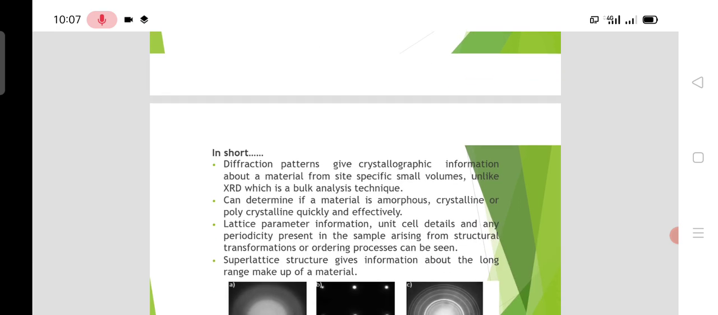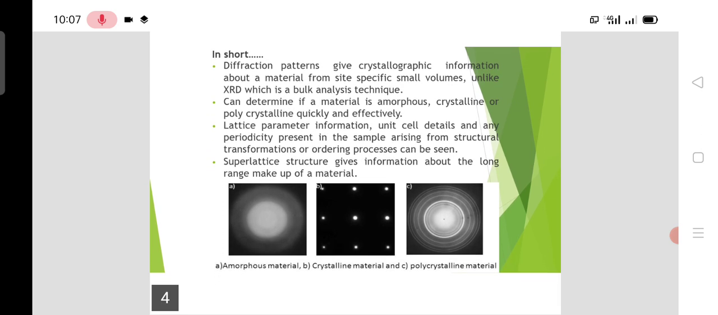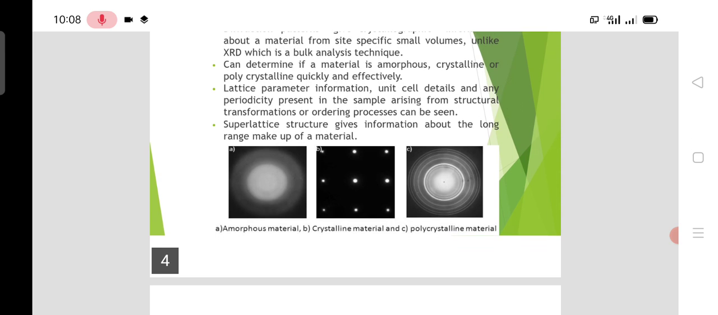Diffraction patterns give crystallographic information about a material from a site-specific small volume, unlike XRD, which is a bulk analysis technique. We can determine if a material is amorphous, crystalline, or polycrystalline quickly and effectively. Lattice parameter information, unit cell details, and any periodicity present in the sample arising from structural transformations or ordering processes can be seen. Superlattice structure gives information about the long-range makeup of a material.